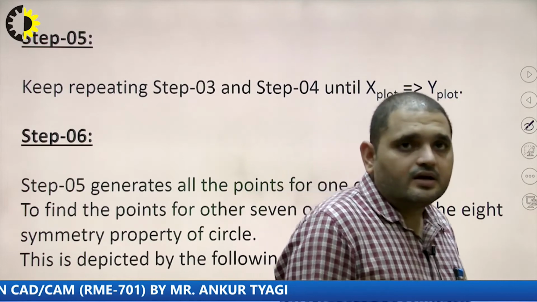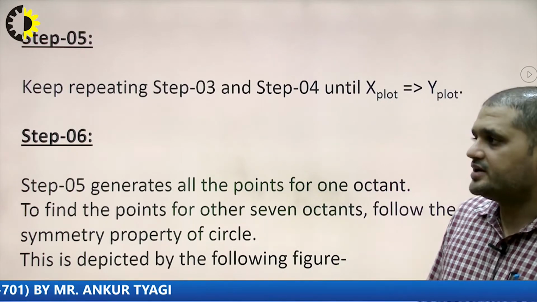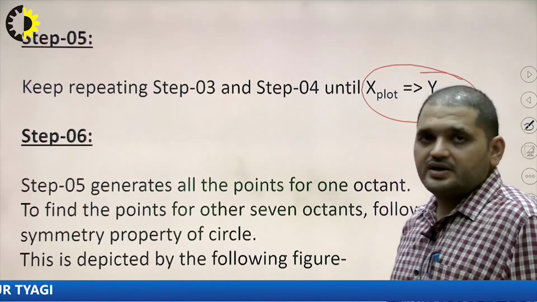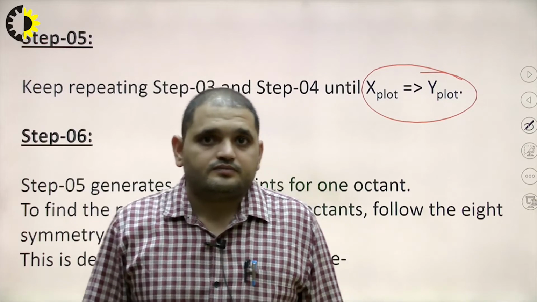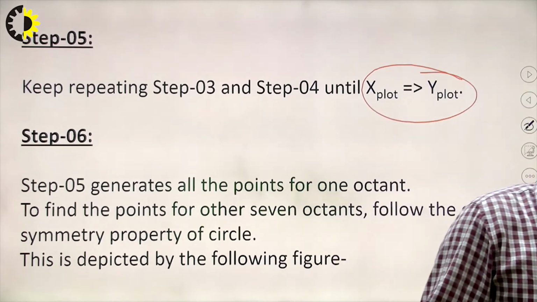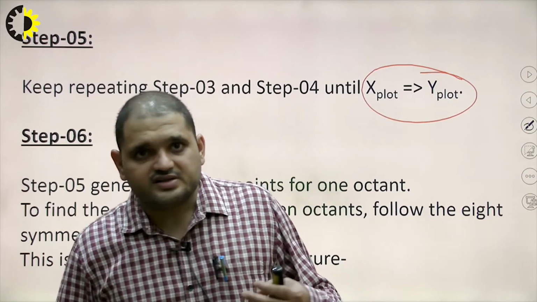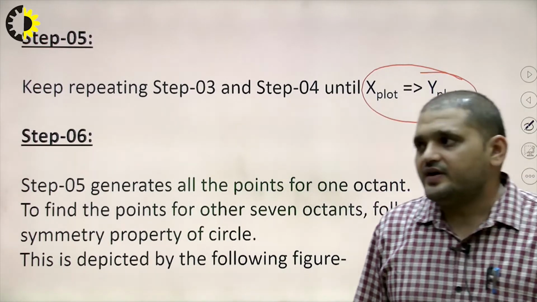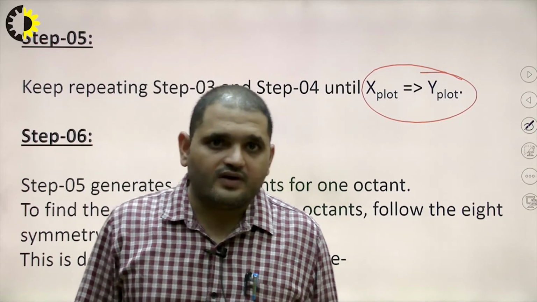So keep repeating steps 3 and 4 until x plot is equal to or greater than y plot. So till we achieve this, we will keep repeating steps 3 and 4. Once we achieve x plot equals y plot, it means we have achieved the coordinates of one octant, and once we have found the coordinates of one octant, then we can easily find the coordinates of the other 7 octants by the symmetry property of a circle.